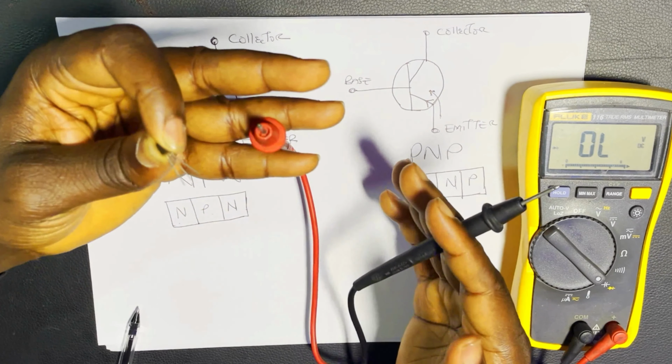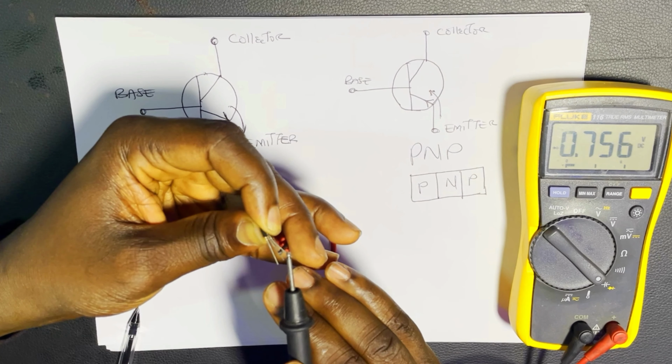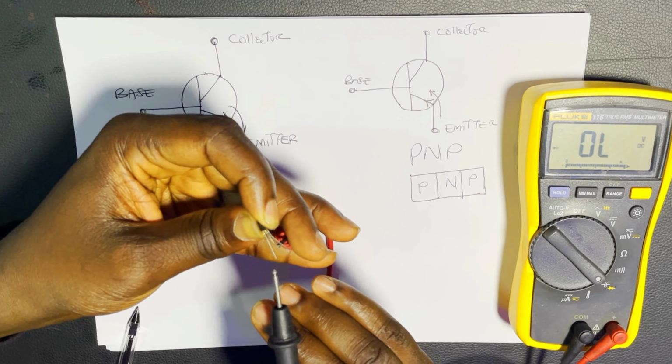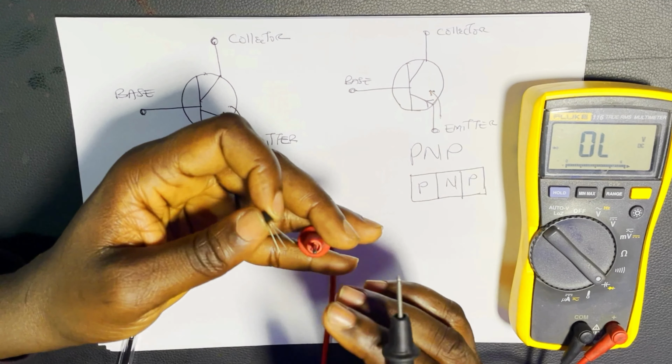So in the case of an NPN transistor, it is expected that the red lead will be where the base is. Once you measure, it's working. If you reverse it, it will not read. You see, it's not reading, but this is the base. This tells you that this is the base. This is the base-collector junction, and base-emitter. If you reverse the lead or the probe, you will not get any reading. If it reads both ways, it means that the transistor is bad.